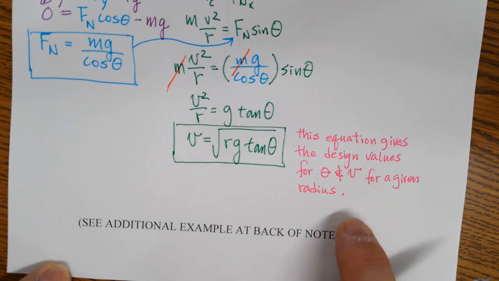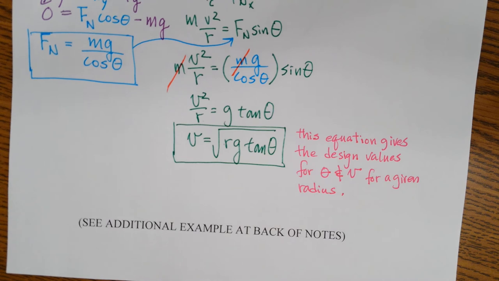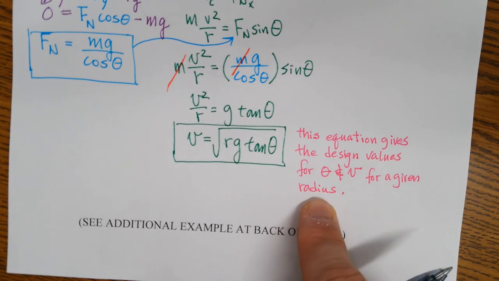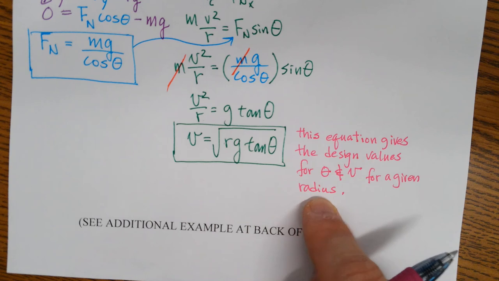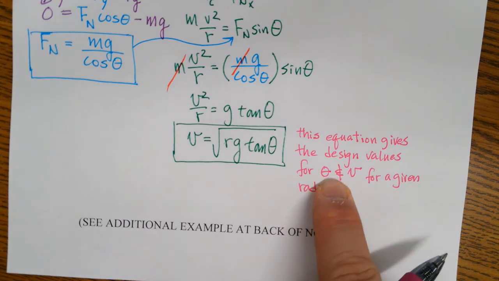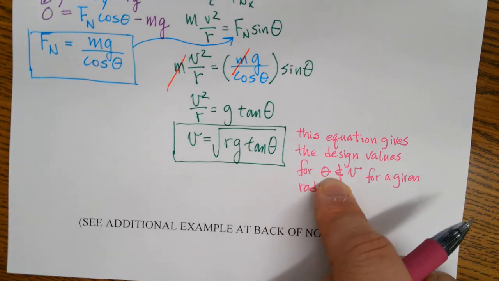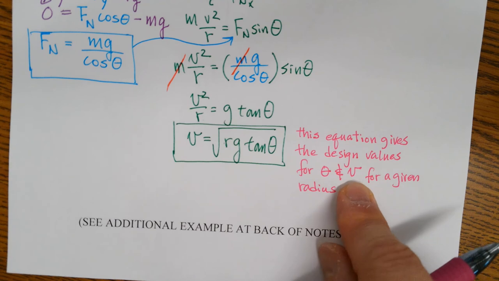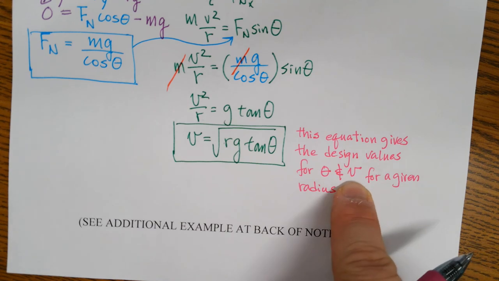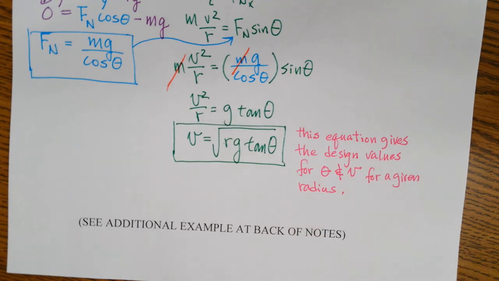So if you are working with a certain radius for that off-ramp, with that given radius, you should be able to calculate what theta you should angle this bank to safely negotiate at the given speed that's posted on the sign. All right?